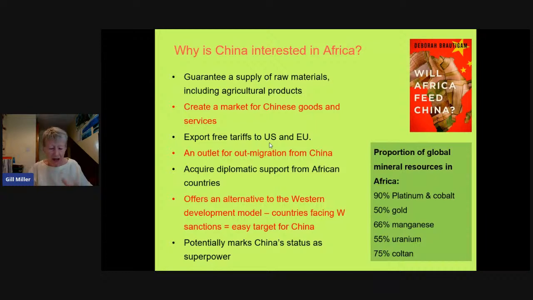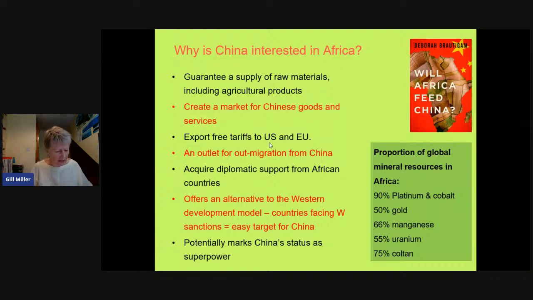But at the same time, China has been modernizing. It's developing its manufacturing. It wants to sell stuff, so it's looking to Africa as a market for Chinese goods. China is aware that Africa has deals with the US and with the EU.